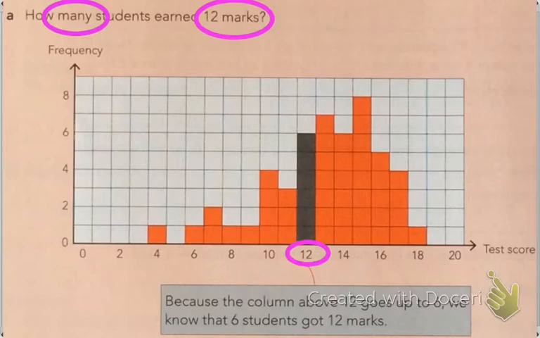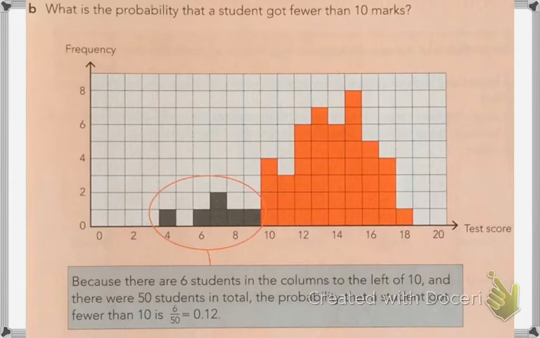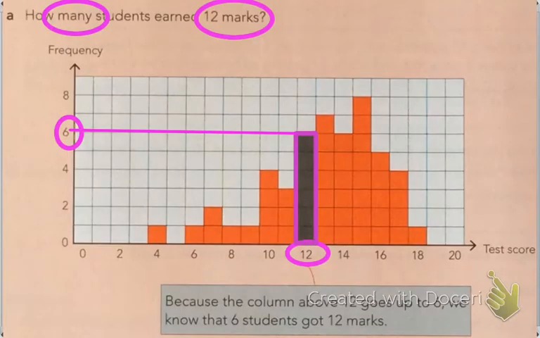So we can go across the bottom axis, our test score axis, and look for that mark of 12. Then once we have highlighted and identified it, we can look across to what the frequency is, and we've got a frequency there of 6. So what does that tell us? Well, that tells us that there are 6 people who have got 12 marks in that test.